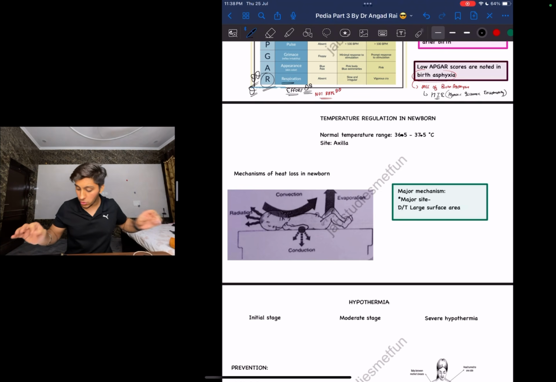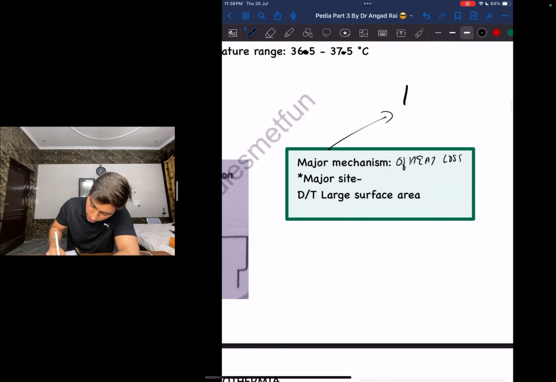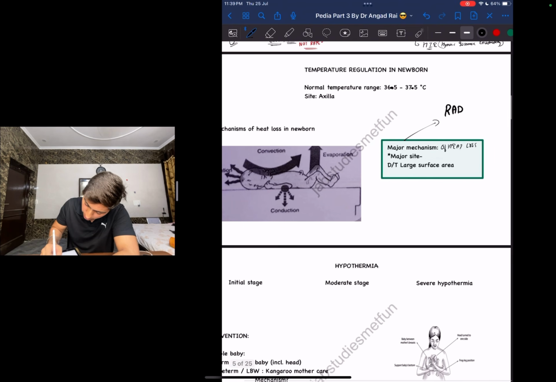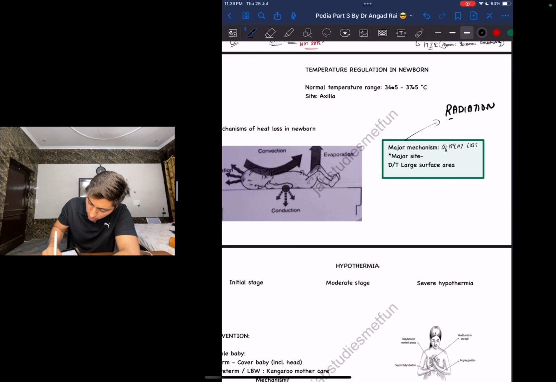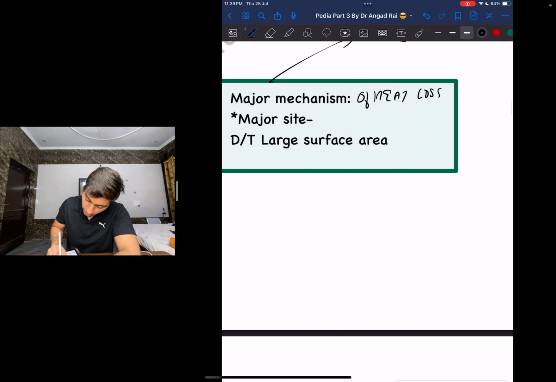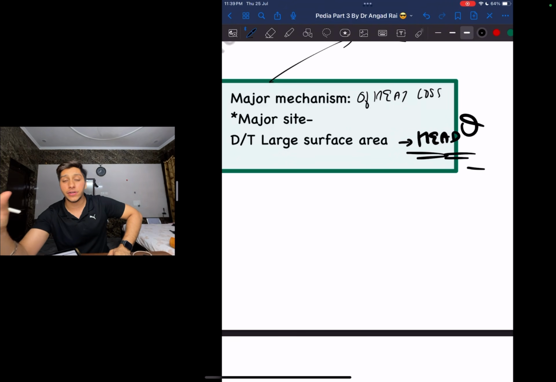The question which comes over here, guys, a PYQ, is: what is the major mechanism of heat loss? Your answer will be radiation, if nothing else is marked. And if they ask what is the area where maximum heat loss via radiation occurs, that is going to be your head, because of the large surface area. That is why, immediately after delivery, if any patient is hypothermic, we always cover the head.